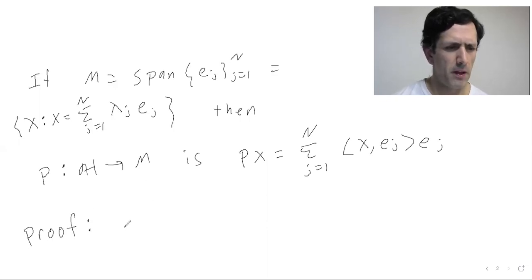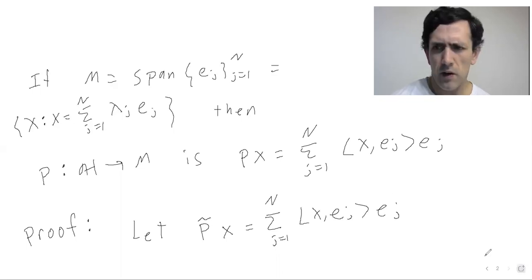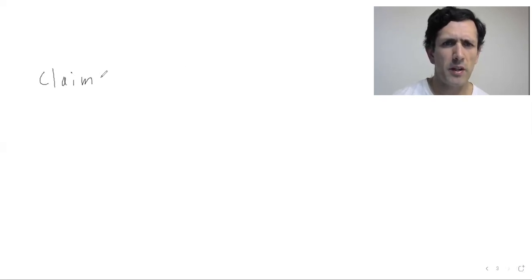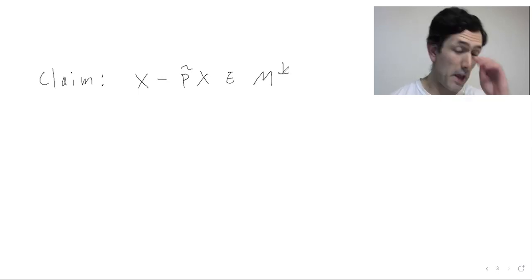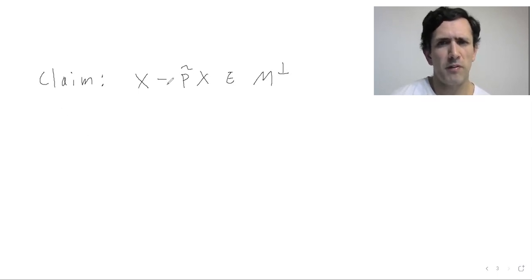The proof is, well, let's say this here is P tilde, for lack of anything better to call it. So we want to prove that it's equal to Px, but we don't know that yet. And P here, of course, is the orthogonal projection from H to M, if I didn't say that already. So let's define P tilde x to be this formula here. All right, so I claim that the following is true: x minus P tilde x is in the orthogonal complement of M. And why does that finish the proof, if I can verify this claim?